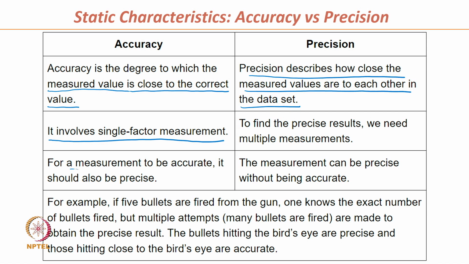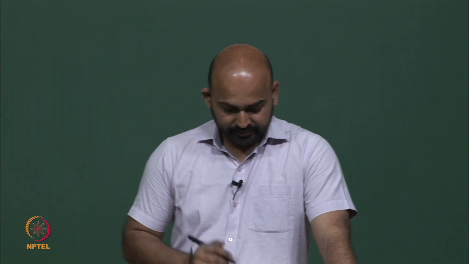For a measurement to be accurate, it should be precise. However, a measurement can be precise without being accurate. It means an accurate measurement is one that is both precise and accurate. However, a measurement can be precise to some other value which is different from the true value. So, it may not be accurate.